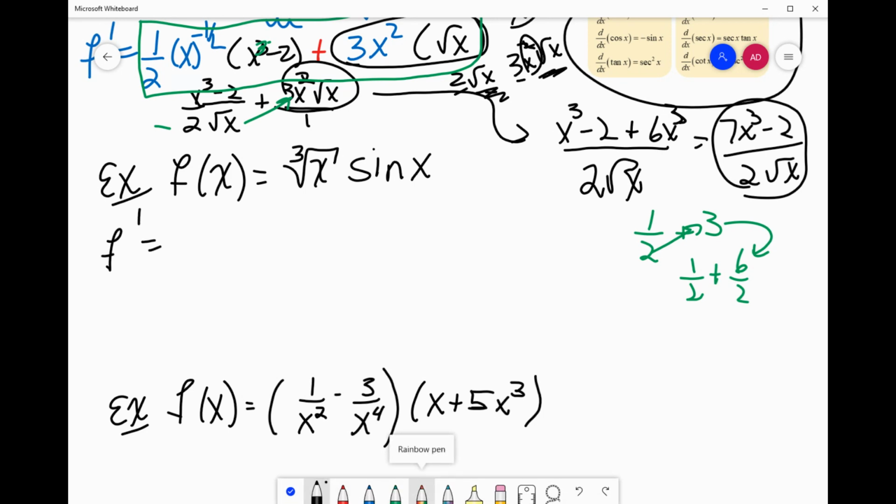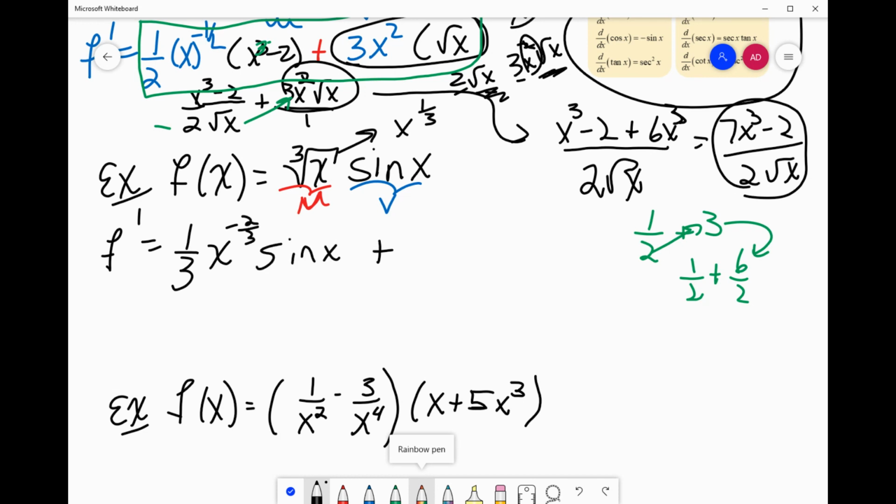F prime, here we go. Here is my u. There is my v. Oh, my u looked like a v. Sorry about that. A little sketchy. So derivative of u: 1/3 comes down in front, because remember, that's x to the 1/3. Now I take away 1. Take 1/3 minus 1, and you get negative 2/3. Then sine x.